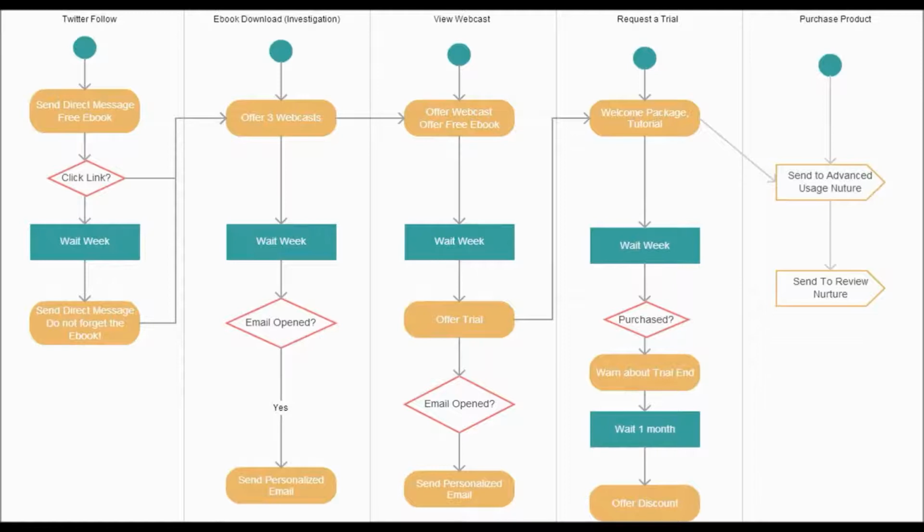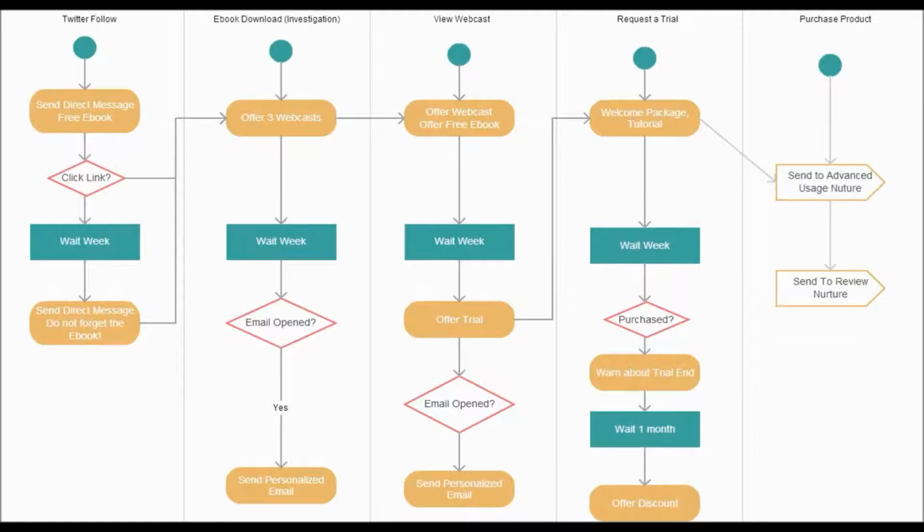And say you want a trial, right? Then offer the trial. And if they open the email and they didn't go there, maybe again try the personal approach and a personalized dialogue. And if they did request the trial, send them a nice tutorial package and some tips and tricks for how they can get the most out of it. And then wait a week. If they haven't purchased yet, warn about the impending end of the trial. Wait a month, and if they still haven't purchased, maybe offer them a discount.